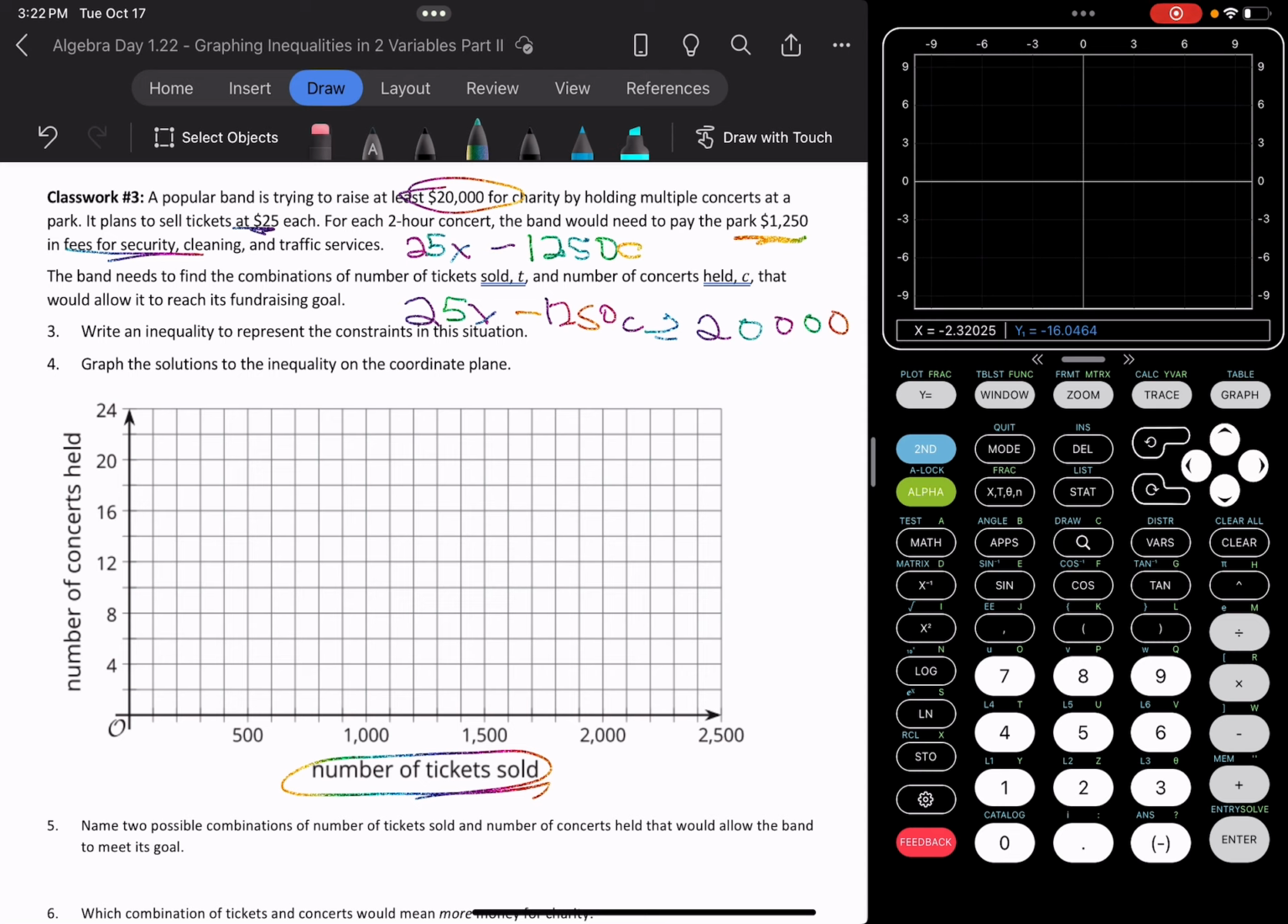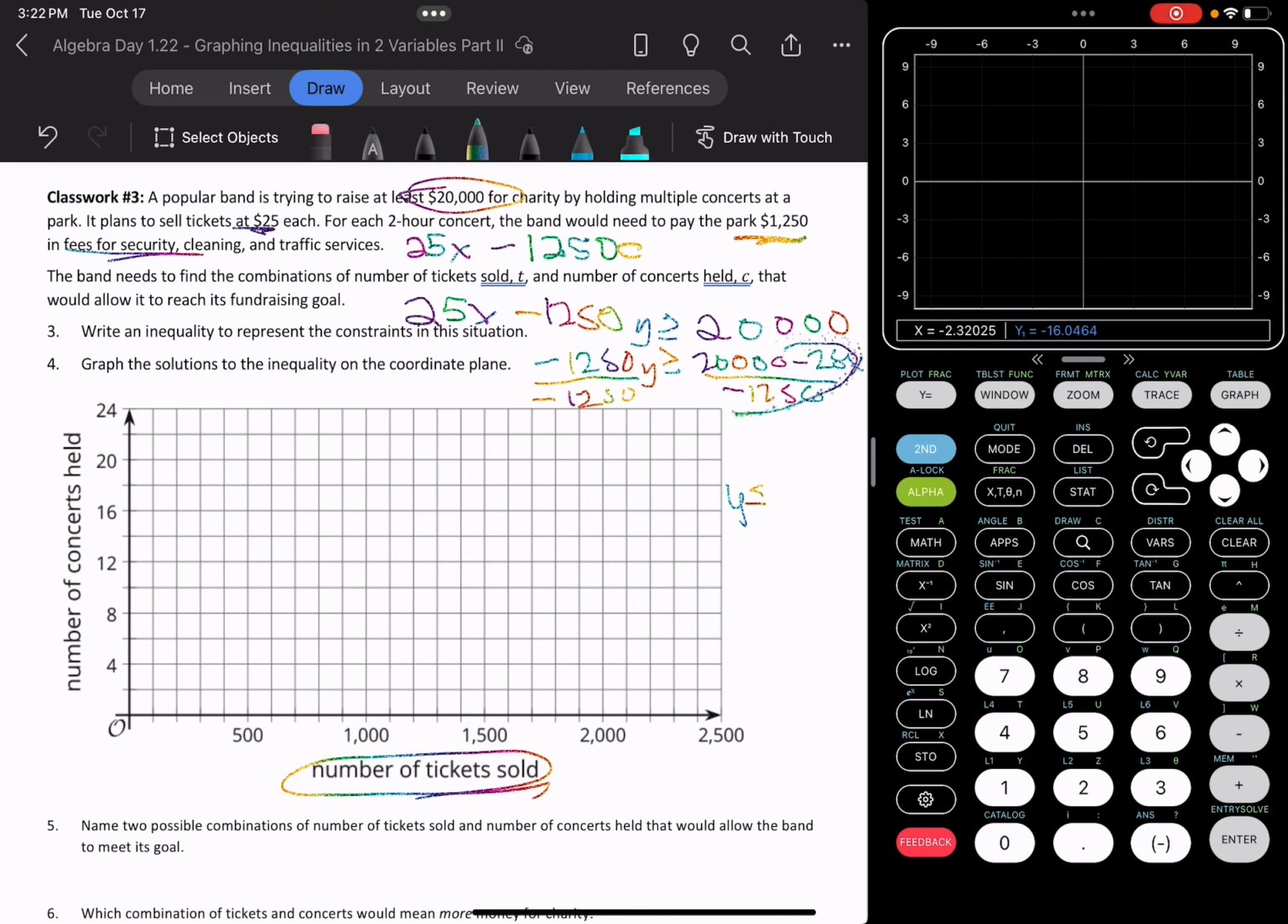So again, let's go ahead and put this into slope-intercept form. That c is actually a y, if it's helpful for you to consider it in terms of x and y. So we'd have negative 1250y is greater than or equal to 20,000 minus 25x. We're going to divide by negative 1250 on both sides. Now notice I am dividing by a negative, so I'm going to flip my sign, and we'll have y is less than or equal to whatever we come up with.